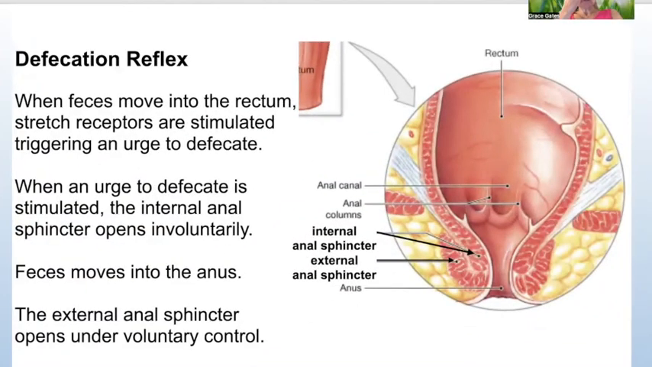The defecation reflex. When feces move into the rectum, stretch receptors are stimulated, triggering an urge to defecate. When an urge to defecate is stimulated, the internal anal sphincter opens involuntarily. Feces move into the anus. The external anal sphincter opens under voluntary control, luckily.